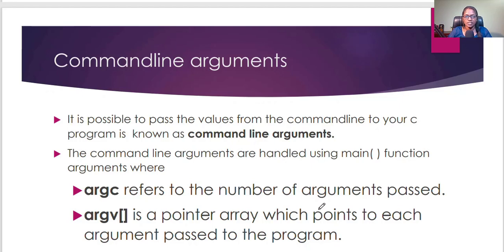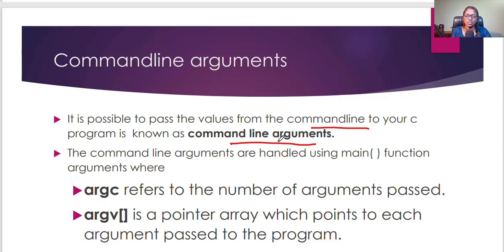Command line arguments in C++: it is possible to pass values from the command line. Passing values to your C program from the command line is known as command line arguments. Command line means your DOS prompt, okay? You can see the DOS prompt, right? In that DOS prompt or shell prompt, you are running the C file. At that time, along with the file name, you can pass some values through the command line itself. That is called command line arguments.